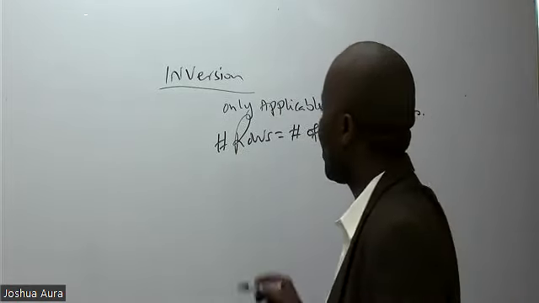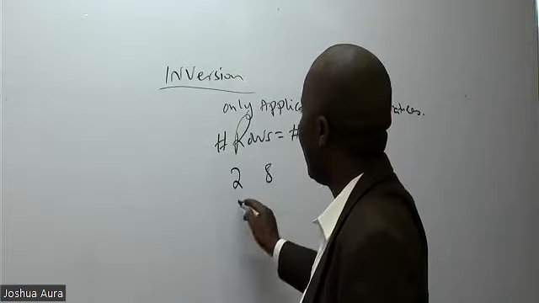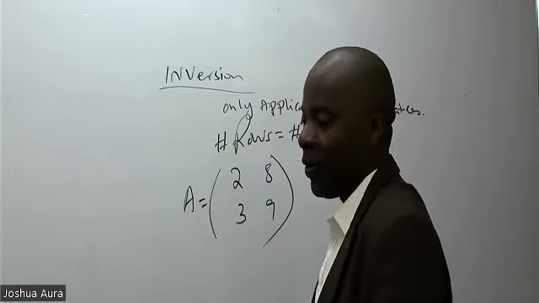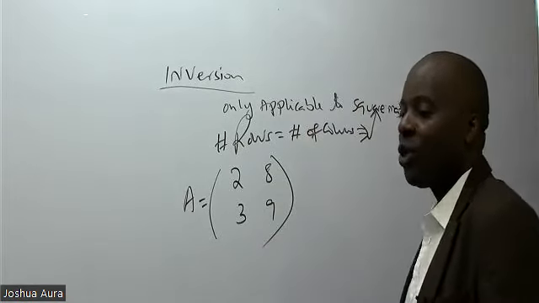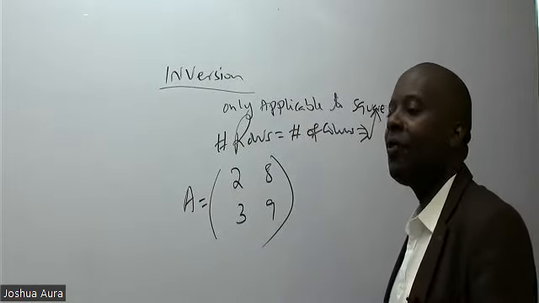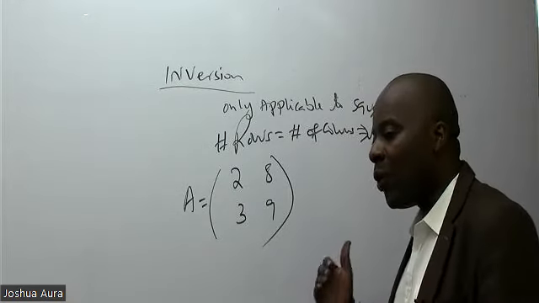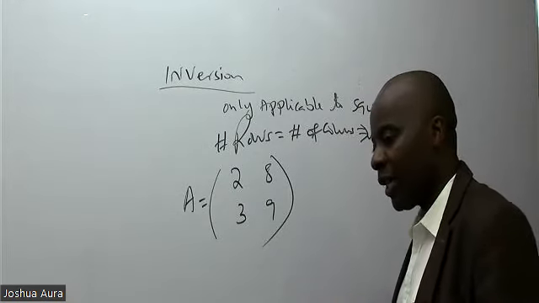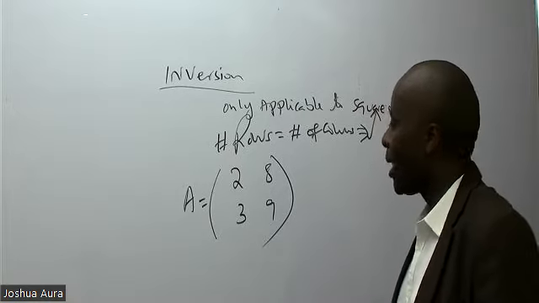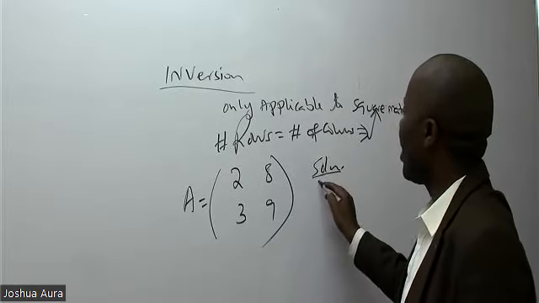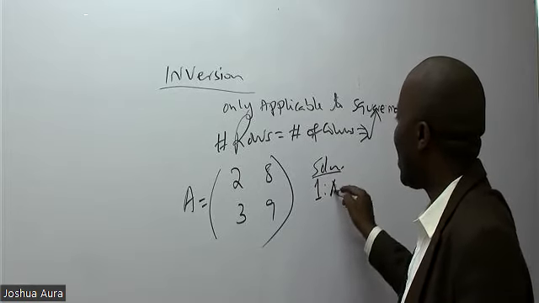Like now, this one, ladies and gentlemen: 2, 8, and then we have 3, 9. If this is your matrix A, and somebody wants you to get the inverse of this, then it is very, very easy to inverse. How are we going to inverse? Basically, 2 steps. Solution, 2 steps. Step number 1, ascertain the determinant.